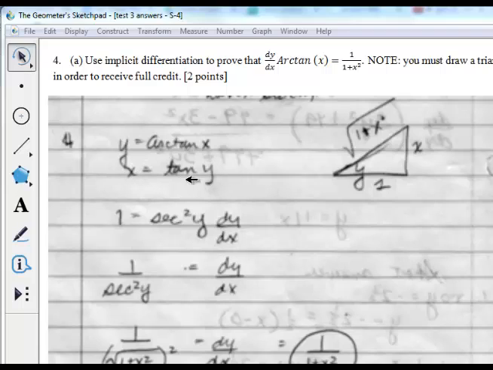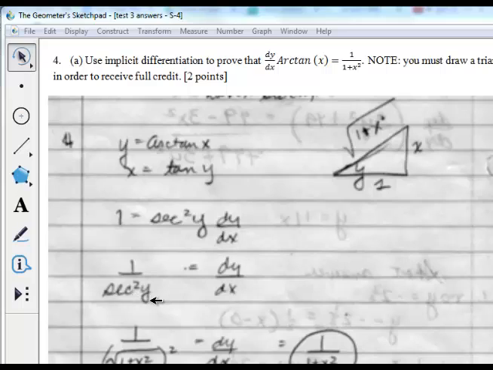Once we rewrite it by solving for x, we're unable to take the derivative directly. Therefore, we have to take it implicitly. So let's take the derivative of both sides with respect to x. The derivative of x is 1, and then the derivative of tangent is secant squared y, and then the derivative of y with respect to x is dy dx. So then I'm going to use algebra to solve for dy dx and get 1 divided by the secant squared of y.